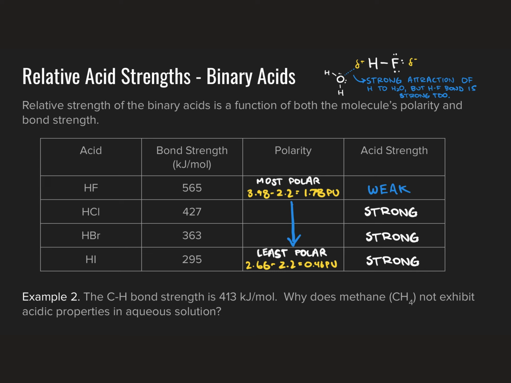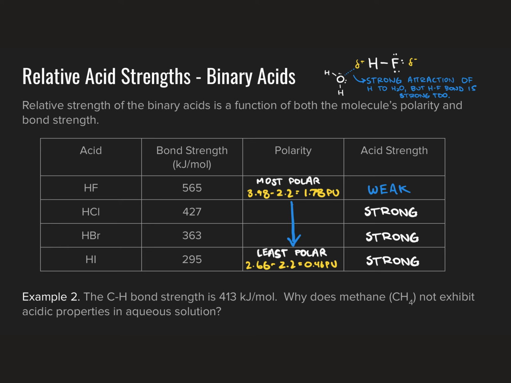And we would have to instead justify our observations based upon the bond strength. So even though the hydrogen is the most partially positive in the hydrofluoric acid molecule, because the bond is so much stronger in hydrofluoric acid than it is in any of the other binary halide acids here, hydrofluoric acid actually ends up being weak in comparison. And the trend will actually continue as it turns out.